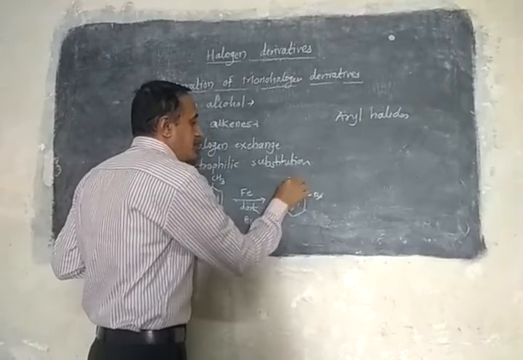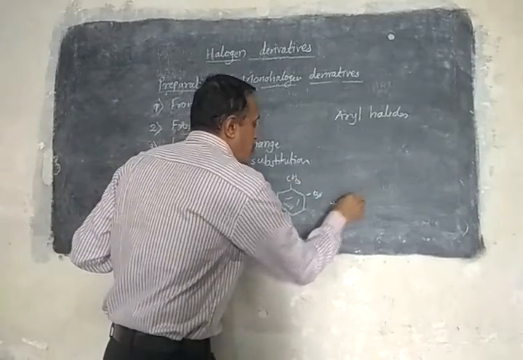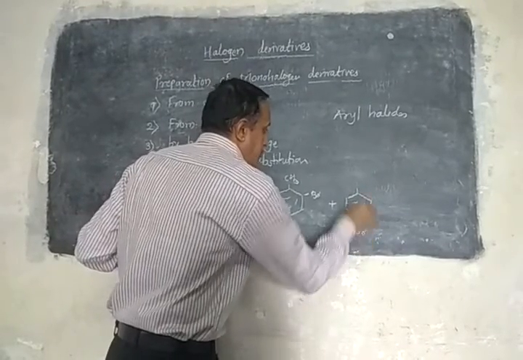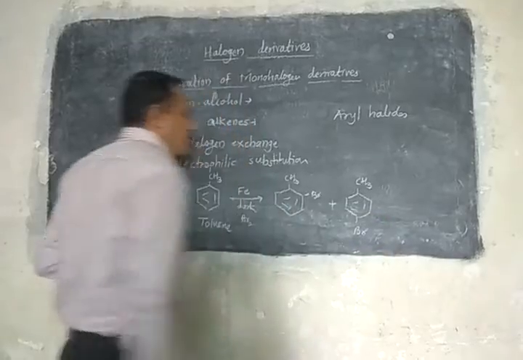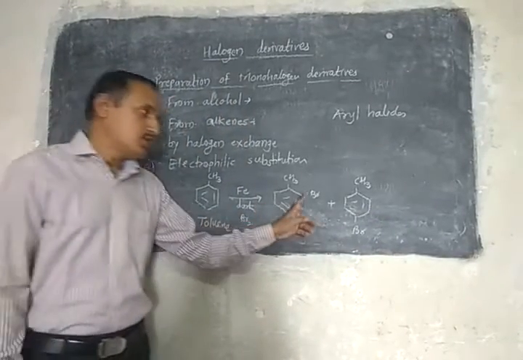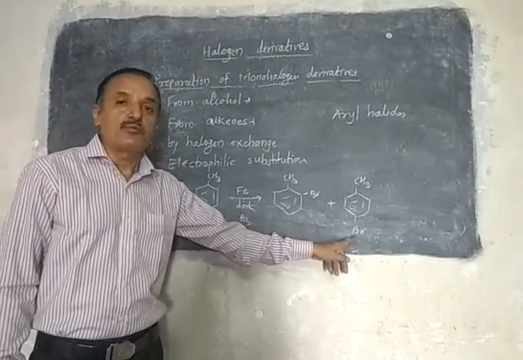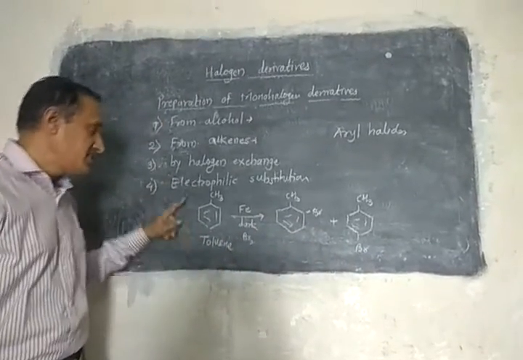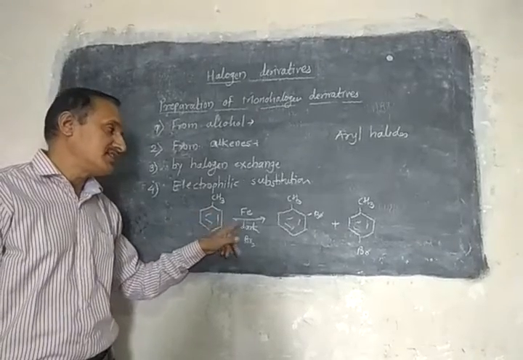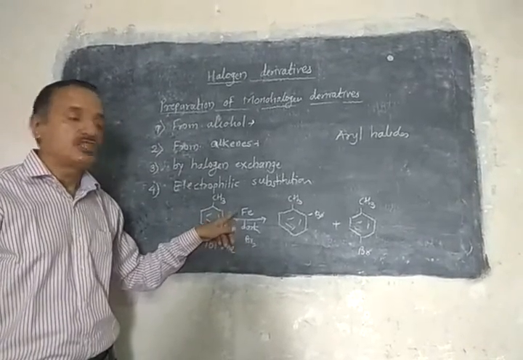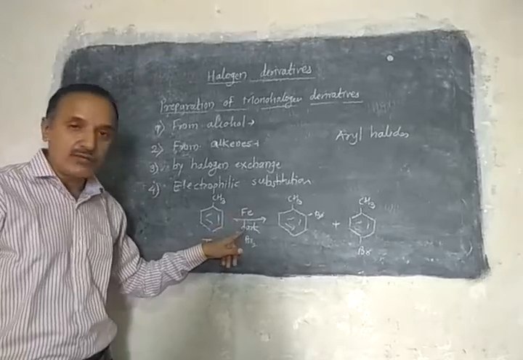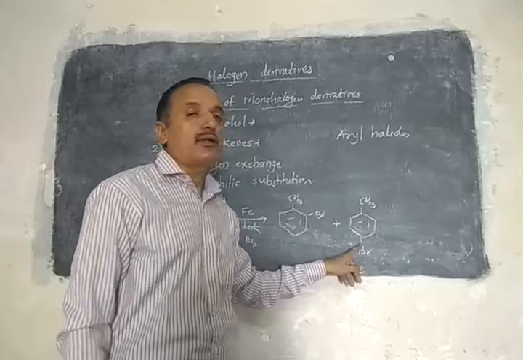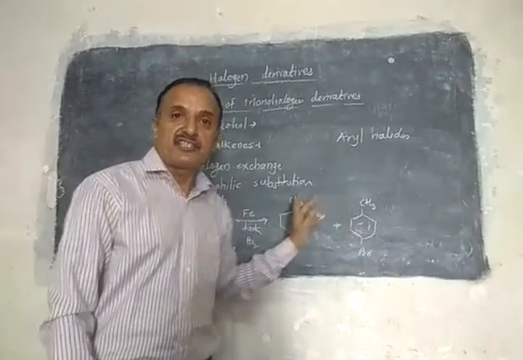ortho-bromotoluene and para-bromotoluene. In this reaction we get ortho-bromo and para-bromo, a mixture of ortho and para. Again, toluene reacts with bromine in the presence of iron in the dark at ordinary temperature. Then we get the mixture of ortho and para bromotoluene. So these products are formed.